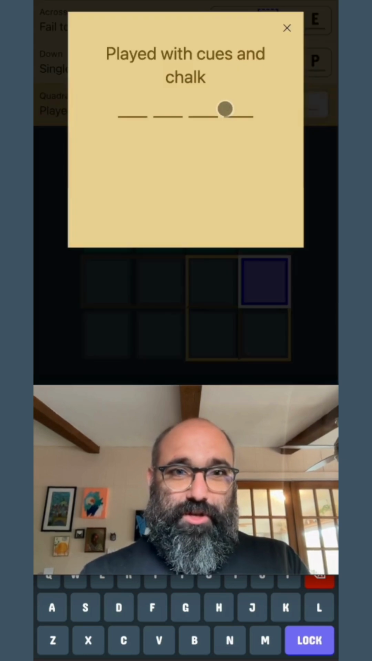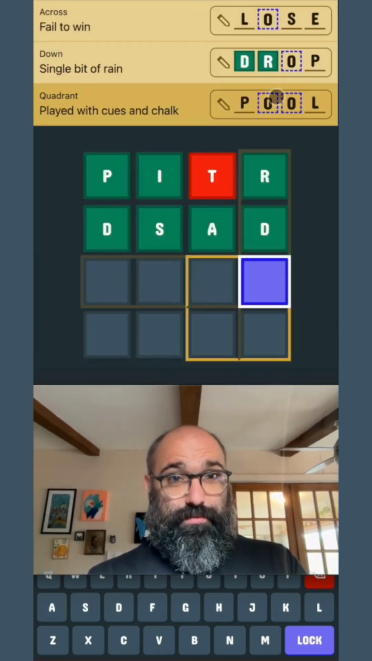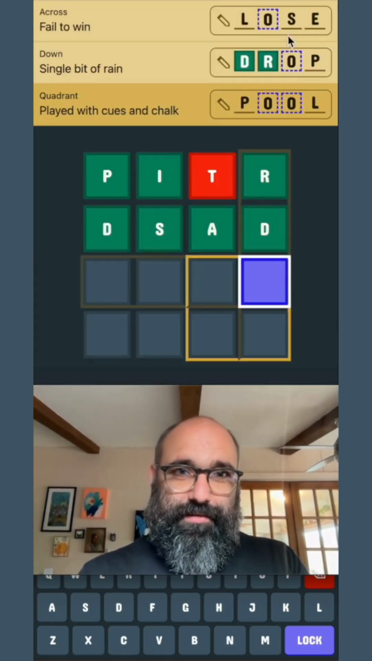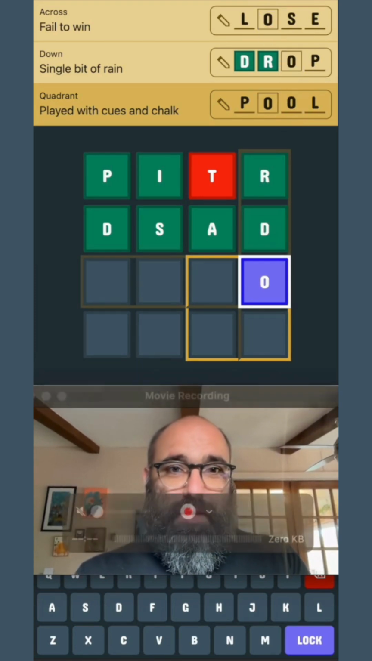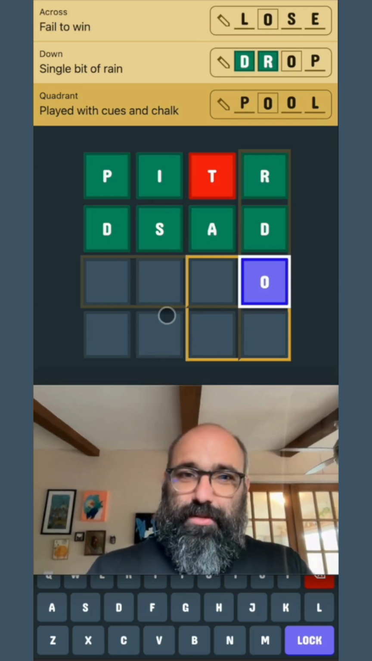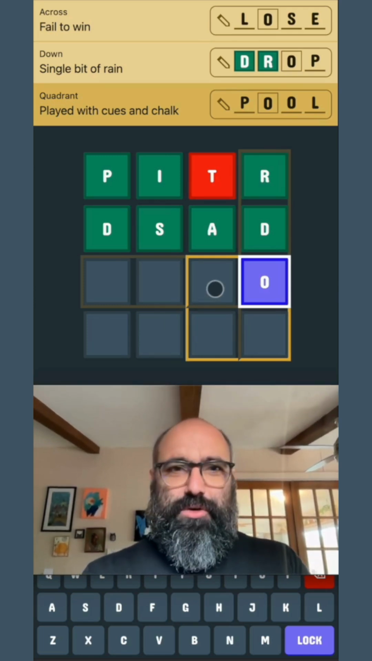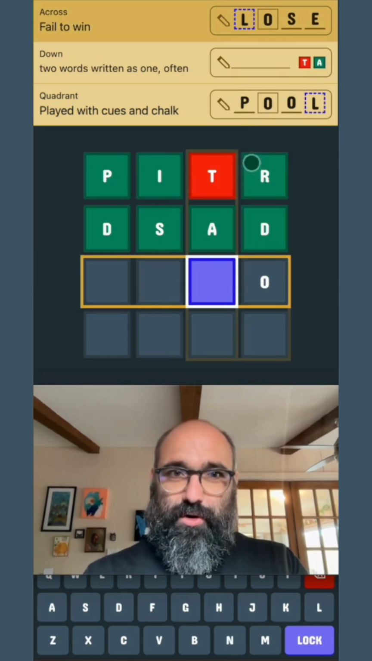Played with cues and chalk. That will be pool. Funny, we referenced that before. And here's something interesting. It has 2 O's. These both have an O, so we know that has to be an O. Let's go ahead and do the rest of the puzzle without locking any in because we want to make sure we get the rest right. That's something you're allowed to do.